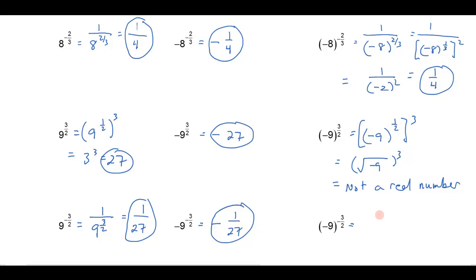And likewise here, this would be 1 over, to get rid of this negative, it would be 1 over negative 9 to the positive 3/2. But I'm back to trying to take the square root of a negative number. So that's going to be not a real number. Okay?